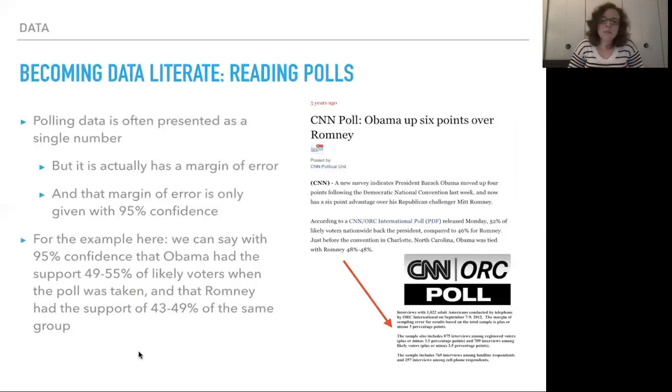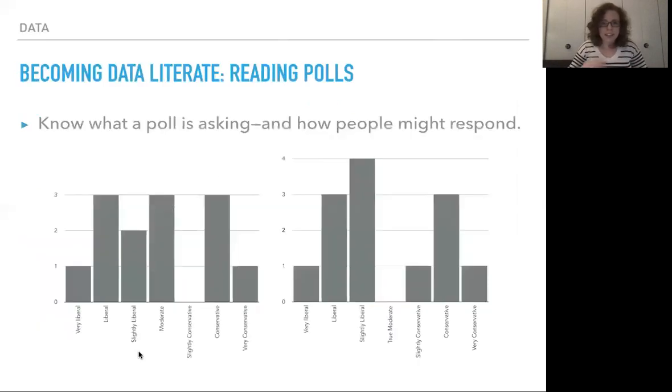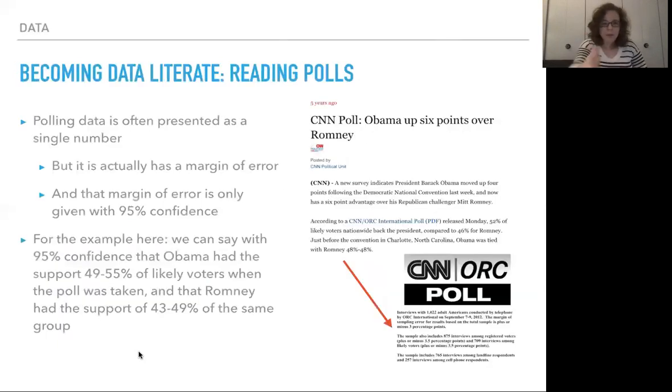If we were to take 100 samples of Americans and ask them the same question, 5 times out of that 100, we would actually see results fall outside the margin of error, statistically speaking. So polls are not perfect, right? And obviously, they're also asking voters a question at a snapshot in time, right? So that's why I said, at the time the poll was taken.